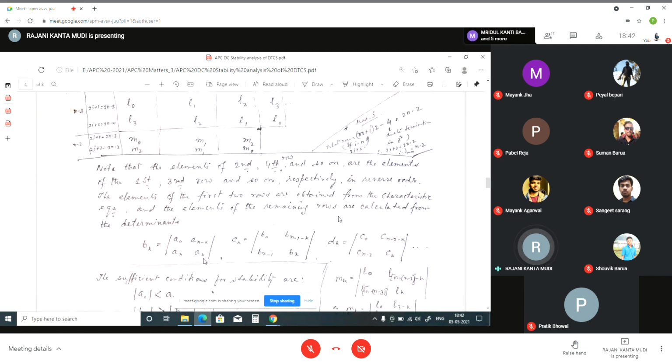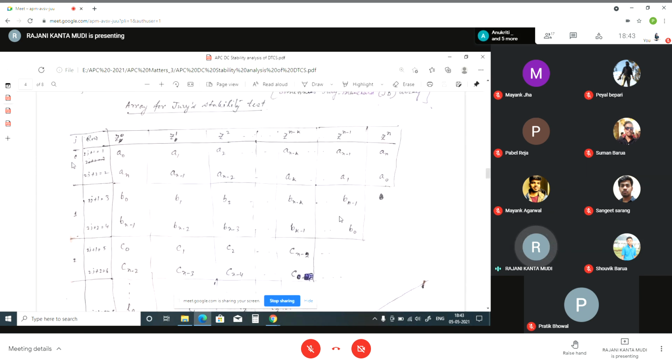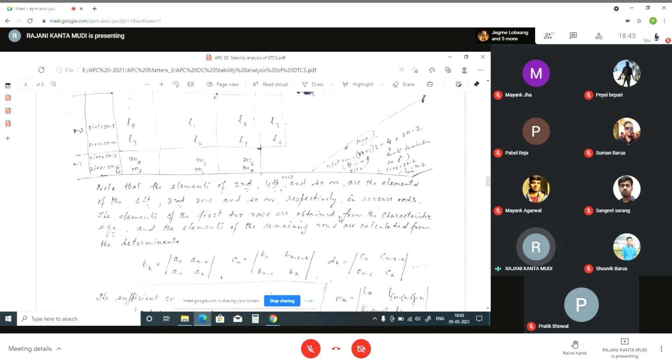n minus k. Here, the previous j number is 0, so n minus 0 minus k. For c, the previous j value is 1, n minus 1 minus k. For d, the previous j value is 2, like n minus 2. Okay, you see that b's previous value is 0, c's previous value is 1, d's previous value is 2. Similarly, for m the previous value is n minus 3. Okay.